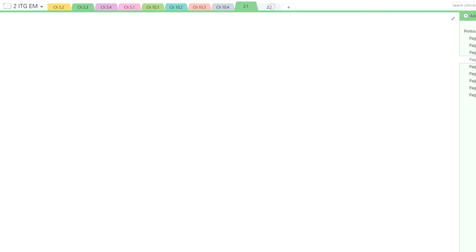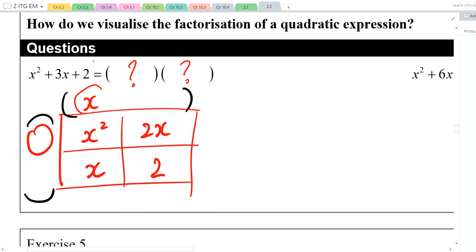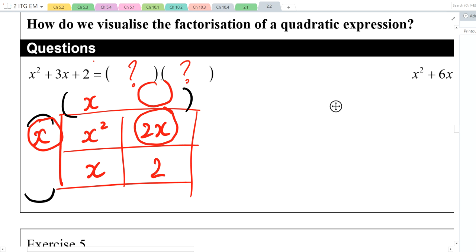So back to this question. If I've got x over here, I've got x squared in the box, what must this blank be? Yeah, it must be x. Now, if this is x, then what must this be? Now, one more time. If this is x and this is 2x, what must this be? How much? 2. Because x times 2 gives me 2x.